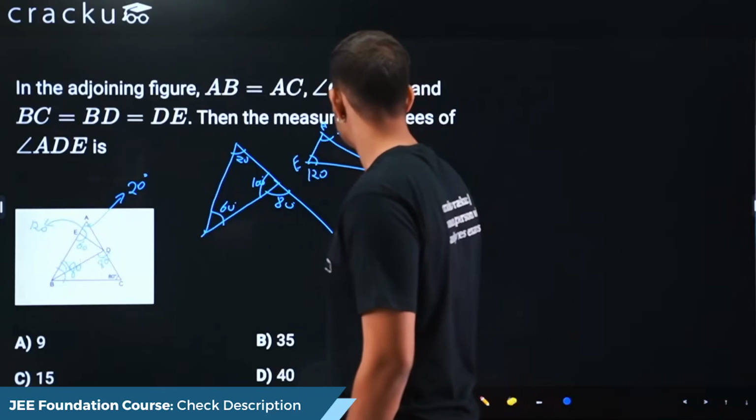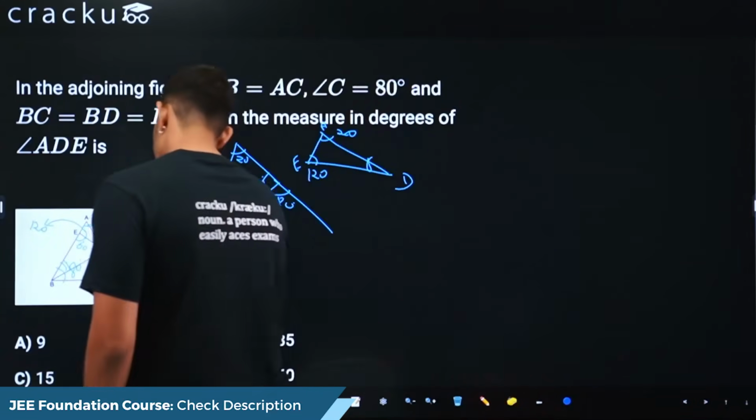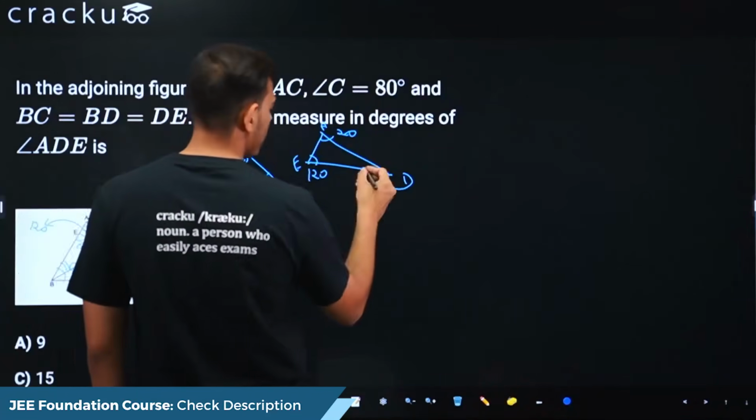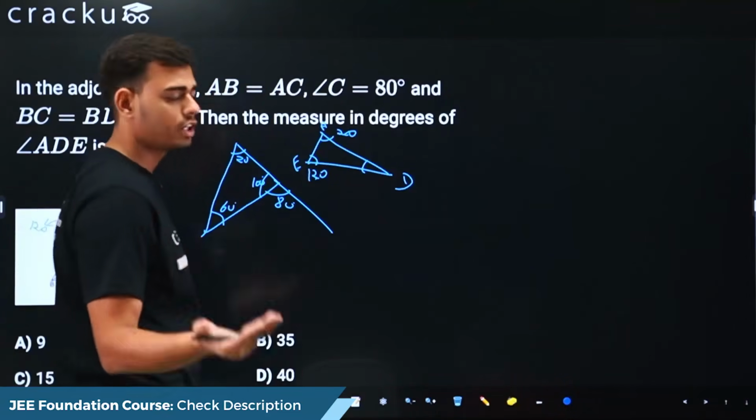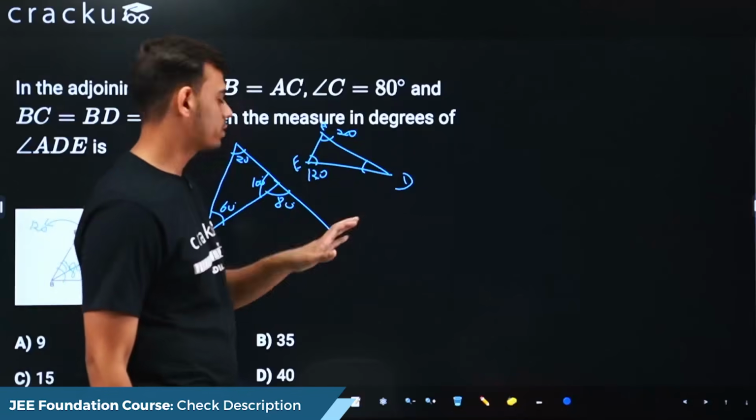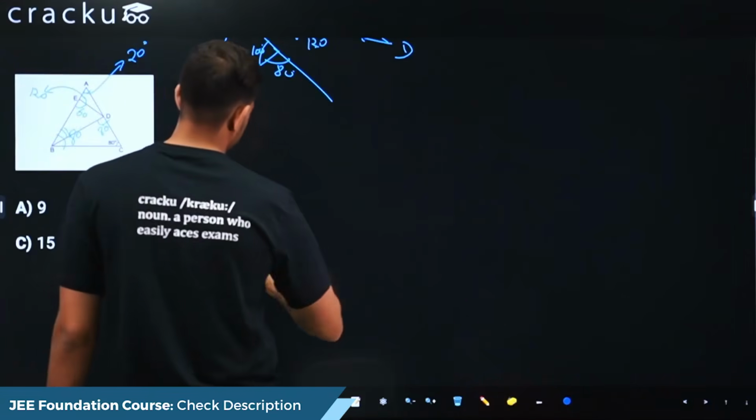This angle, I can easily calculate because I know the other two angles of the triangle. This is 120 and 20, which sum up to 140. So this angle will be 180 minus 140, which is 40 degrees.